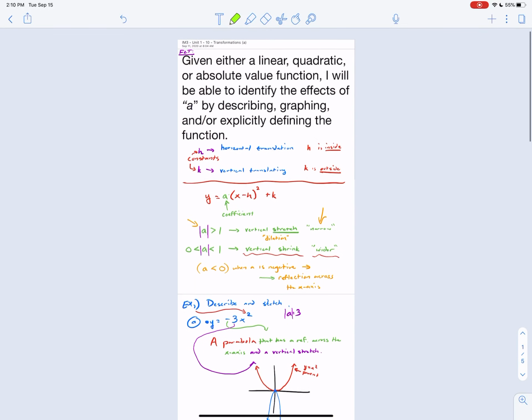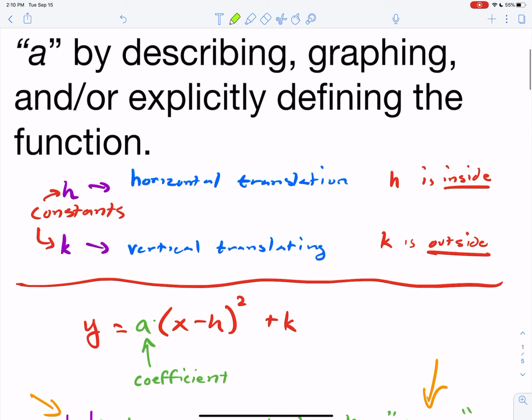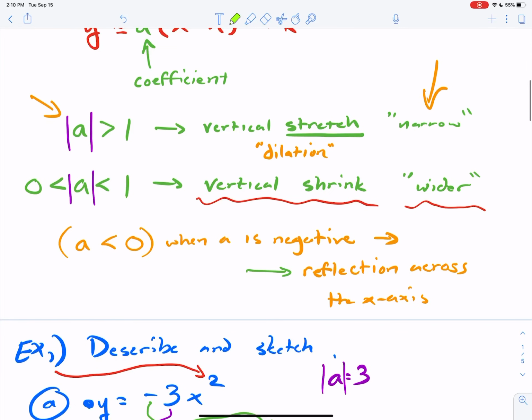So recap, the effects of H and K, that's your translation, horizontal translation or vertical translation. A has 2 jobs. It can dilate your graph, but it can also reflect your graph, okay? When A is larger than 1, there's a stretch. When it's less than 1, there's a shrink. And when A is negative, there is a reflection across the x-axis, okay?